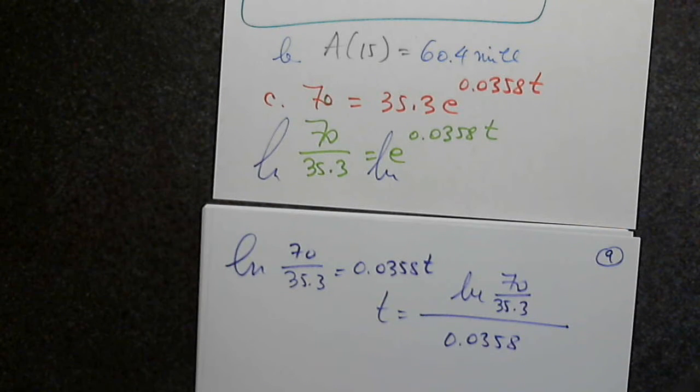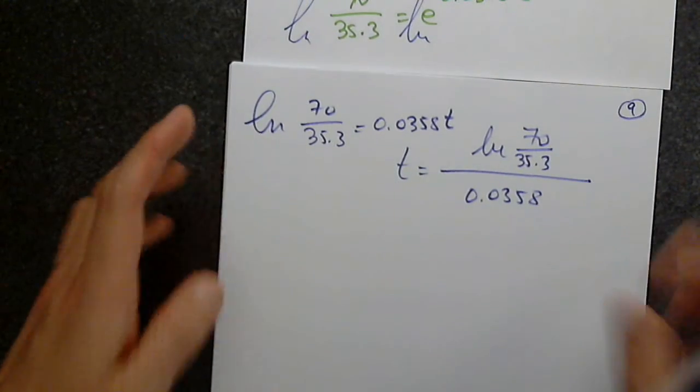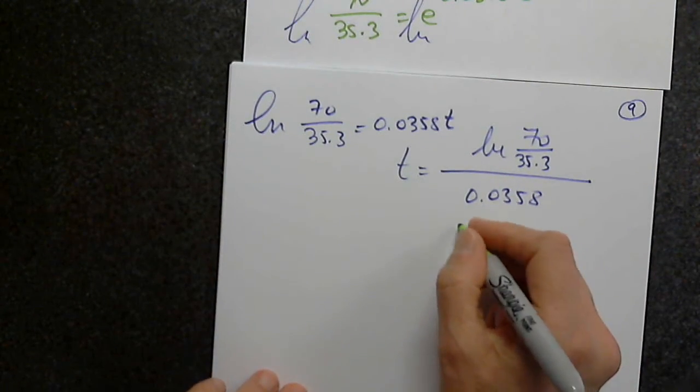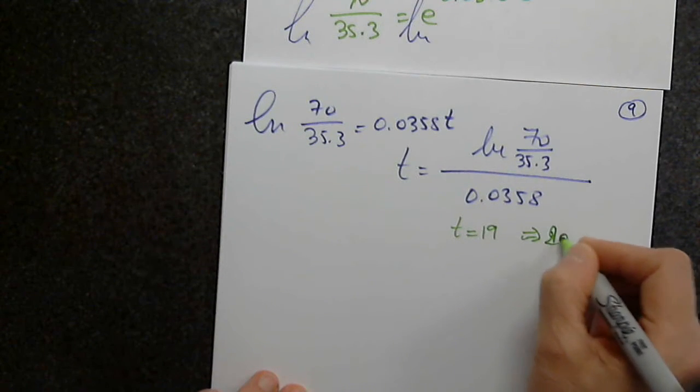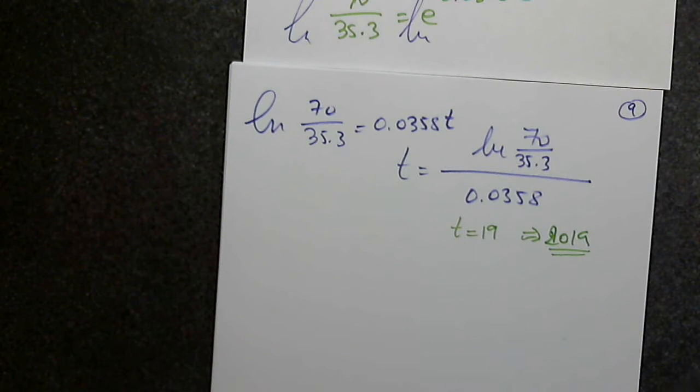And press enter. What does this mean? Exactly. So in 2019, which is this year, if the model still holds, the population is supposed to be 70 million. Say it again. I find this a little confusing. Which part? What we substitute.